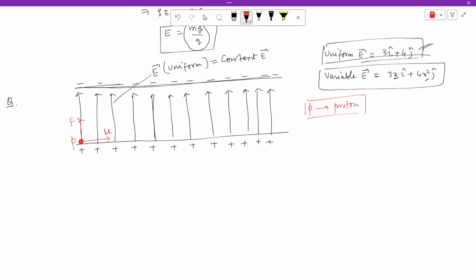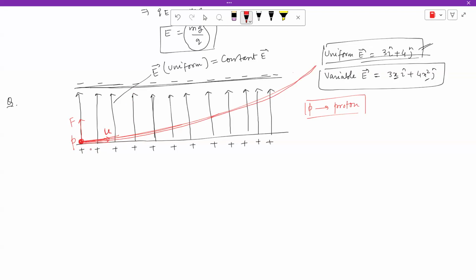So the force direction is this one. So this charge will move in this way. This is how the charge will move. I have provided this velocity, but it will go like this. So this is the trajectory of this proton.